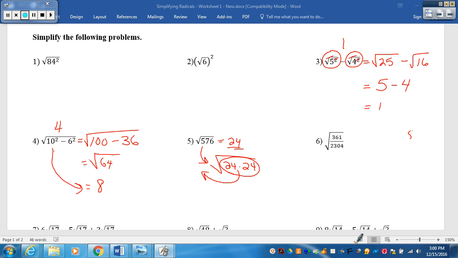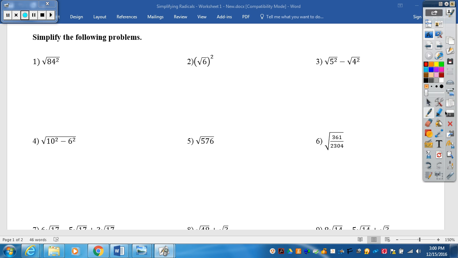So what I'm probably going to do is type the square root of 361 in my calculator and see if it's a perfect square. Same thing with 2,304. If it is, I'm pretty much done. If it's not, then I've got a lot of work to do. So just a hint there for number 6.